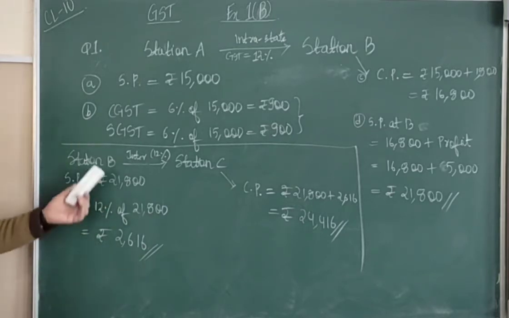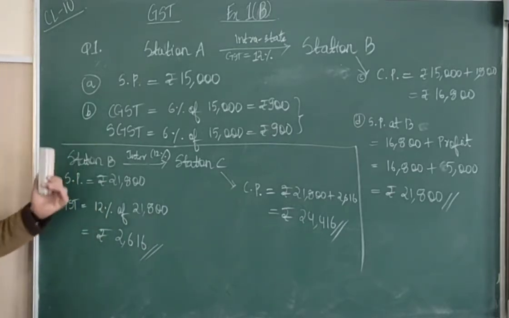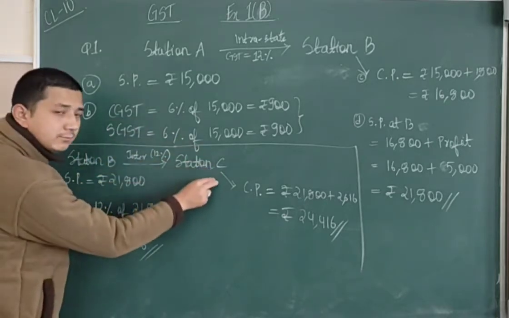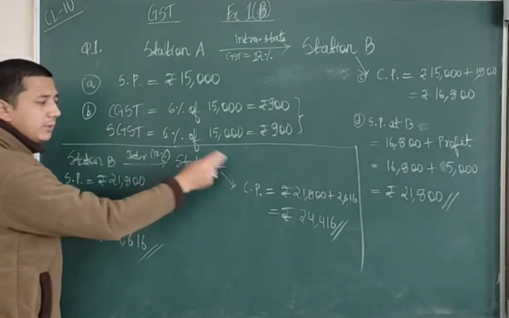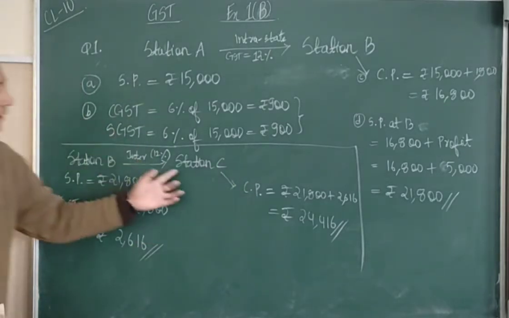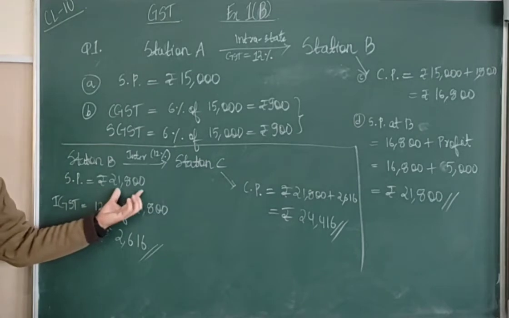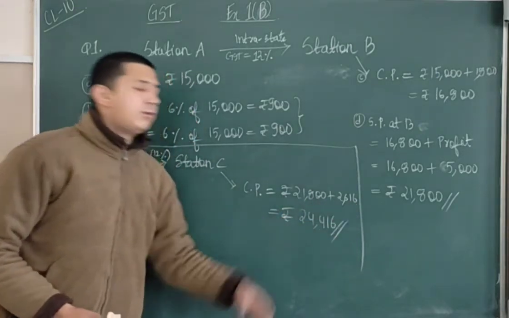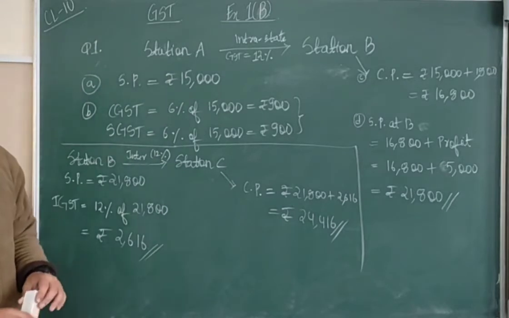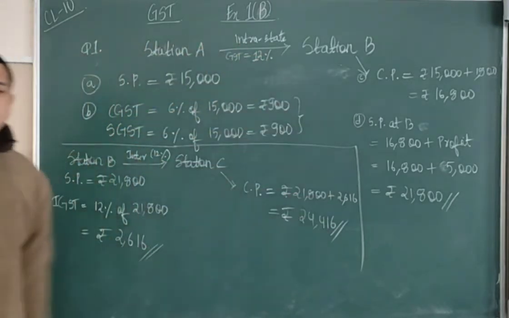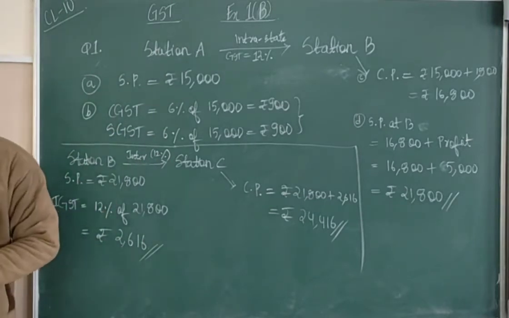Okay. Now the goods has been sold from B to C. So when I move to C now, what will be the cost price? The cost price at C will be 21,800 plus the GST, which is this, which will give you total as 24,416. Okay, so this kind of problems we'll have to do in this particular exercise.